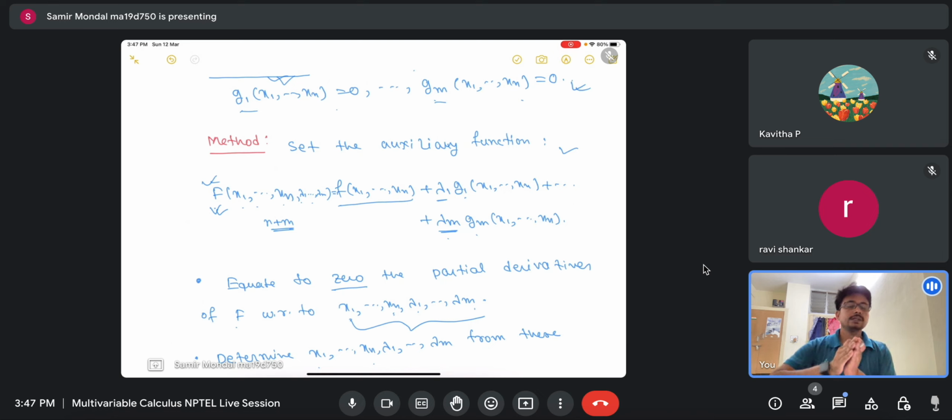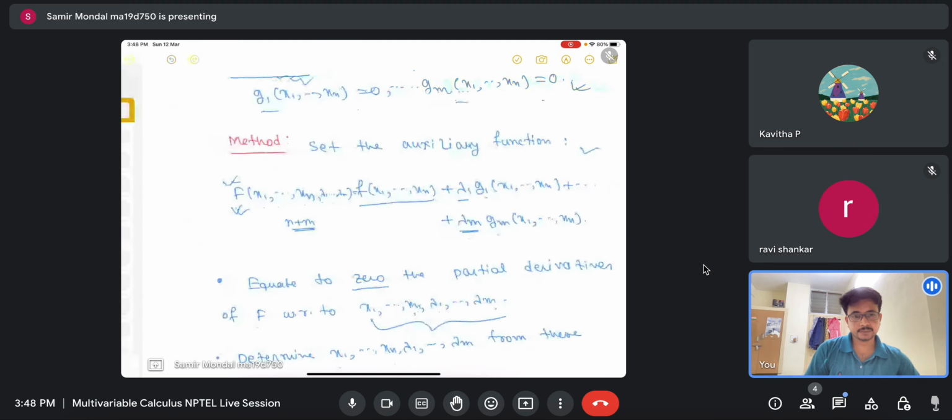Then go for all the required partial derivatives. You have to calculate all partial derivatives. Suppose f is an n plus m variable function, then you have to set the n plus m total partial derivatives equal to 0. Then you will get the point x1 up to xn and lambda 1 up to lambda m. Then you have to check which are the maximum and minimum points.